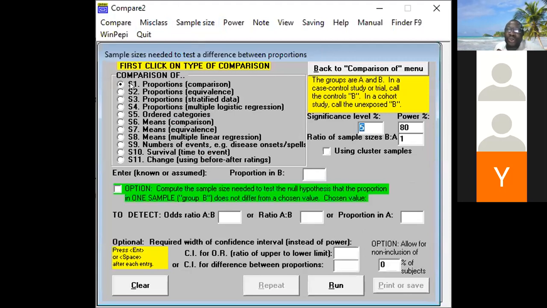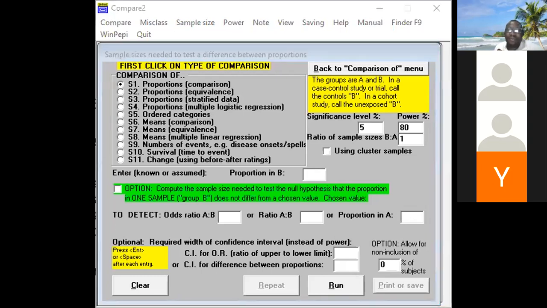S1, proportion comparison. Okay. So you now type a value here, proportion A, proportion B. Any one of them. Don't put anyone in the same thing. Either you put A or these two, and it will give you the other value.